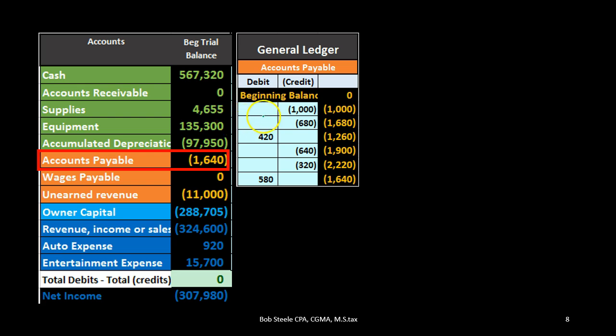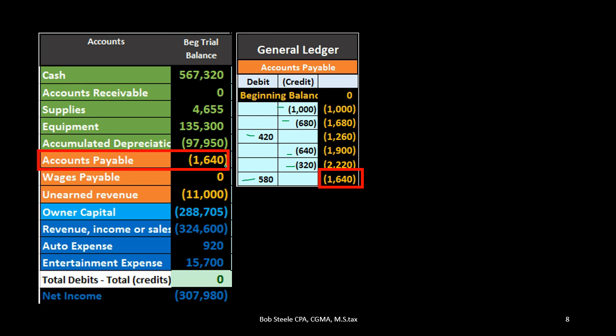We could get information from it. This means it looks like we bought something on account, we bought something on account, accounts payable went up, we paid something off, then we bought something else again, and then we paid some of it off. So that's going to be the trend there, but it doesn't tell us who we owe, who we are going to write a check to, who do we make the payment to for this $1,640.